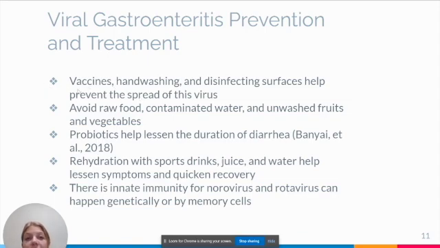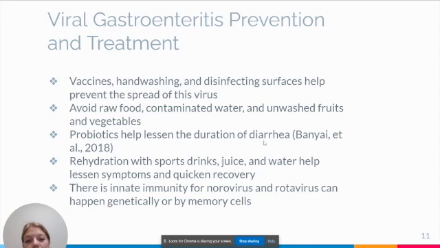So there are vaccines out there that will help create immunity to this, but again, proper hand washing and disinfecting of surfaces will prevent the spread. Avoiding raw food, contaminated water, and unwashed fruits and vegetables will stop the initial infection of this. And to treat this stomach flu, probiotics and over-the-counter meds will do the job.